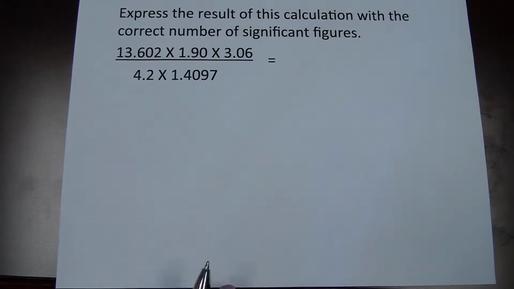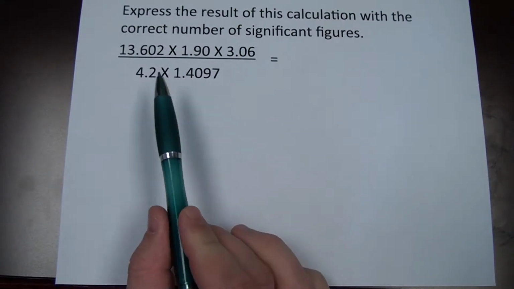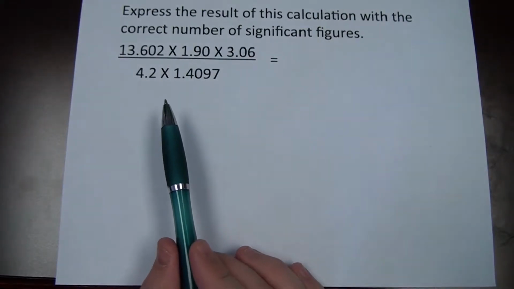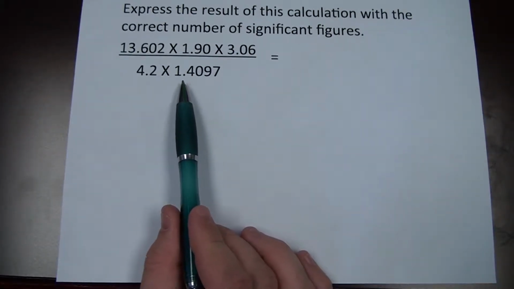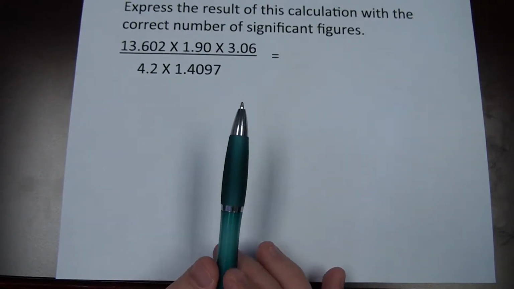So we're going to take 13.602 times 1.90 times 3.06. Take all of that divided by 4.2 times 1.4097 to get our solution.